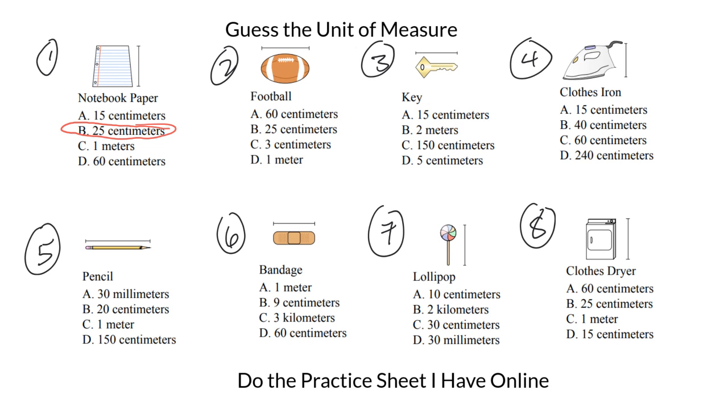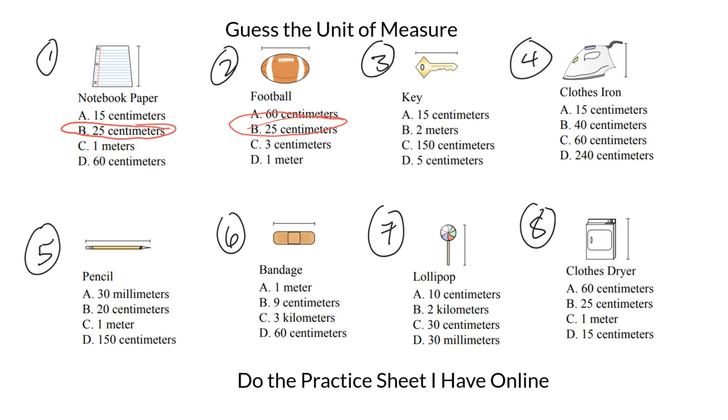So now let's talk about our football. A football. Is it 60 centimeters, 25, 3 centimeters? Well, 3 centimeters is too small. 3 centimeters would be the length of the last little block on my finger. So that's definitely out. A football can't be a meter because I know John Brady can't do that. So it's either between 60 and 25. 60 is too big, so I'm thinking it's 25.